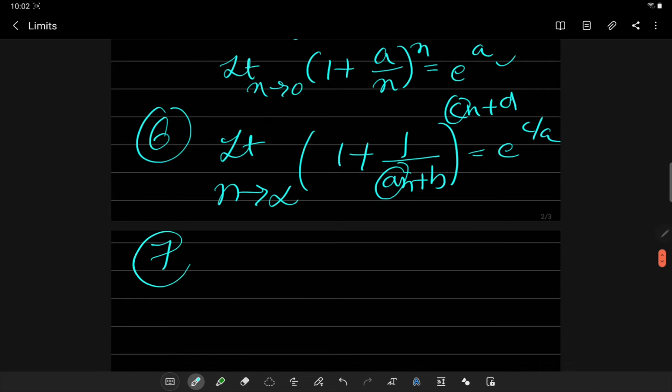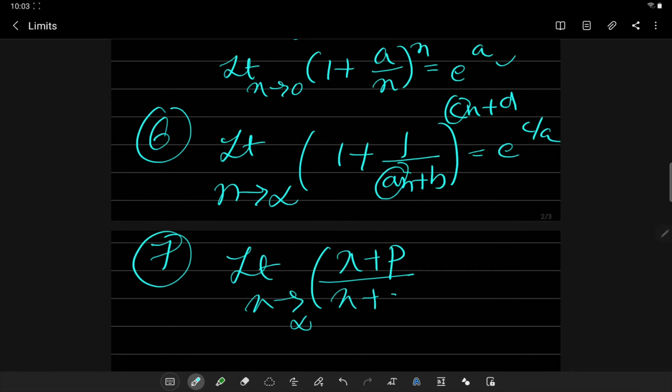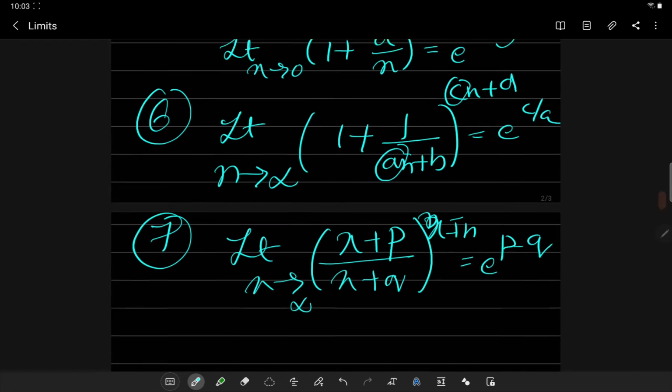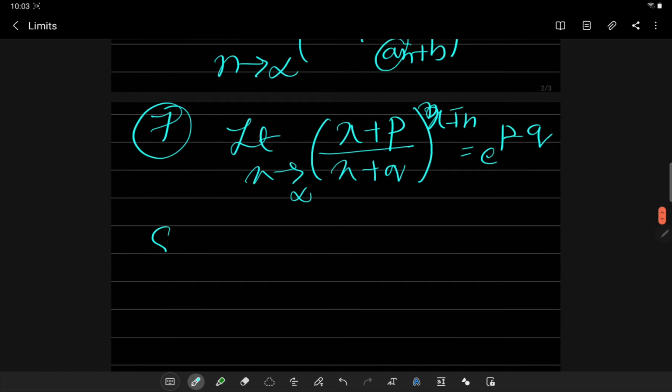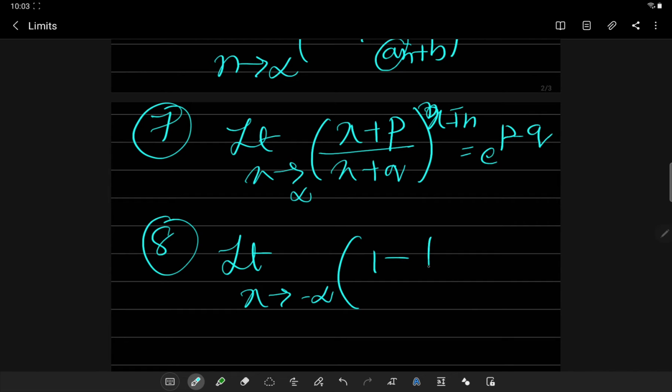We also have a simple application of another formula. Limit x tends to infinity of (x plus p) divided by (x plus q) whole power (x plus n) is e power (p minus q). So next, limit x tends to minus infinity of (1 minus 1 by x) whole power x will be e power minus 1.